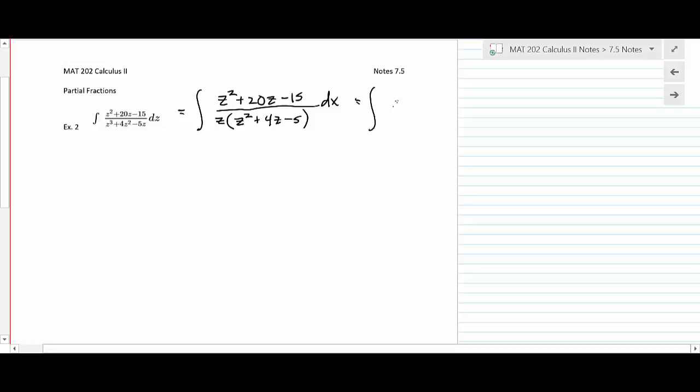So the next step I'm going to write is z squared plus 20z minus 15, and then it looks like we can factor this piece right here. That should be a factorable trinomial, so that's going to be z times z, 5 times 1, and a plus and minus like that, okay? Now I hope you would have, and that shouldn't be a dx, that should be a dz.